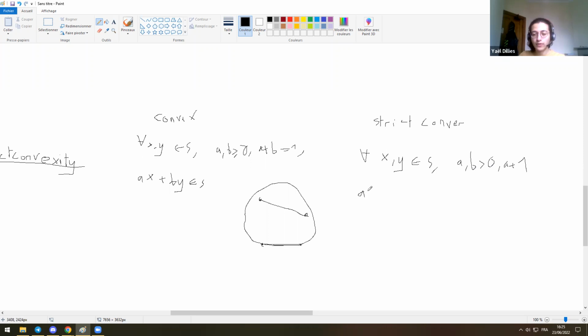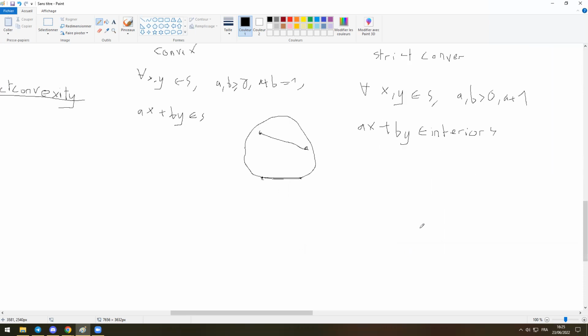And you strengthen the conclusion to the fact that it lies in the interior. Because a plus b is 1, right? Yes, absolutely. Yep. A plus b is 1.